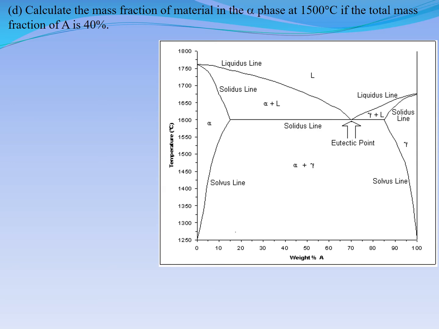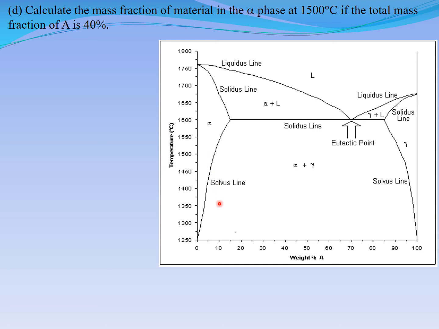So now last part. Calculate the mass fraction of the material in the alpha phase at 1500 Celsius if the total mass fraction of A is 40%. So the initial alloy is 48% A. Make a vertical line here. And 1500 Celsius, this is 1500. So make a horizontal line here. So your vertical line is here and your horizontal line is here. So your horizontal line cuts this.